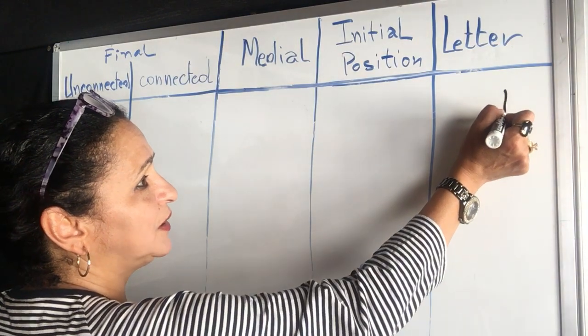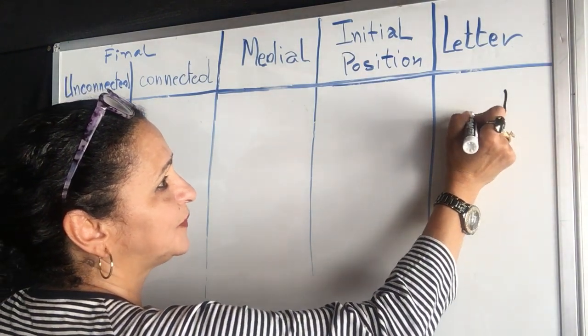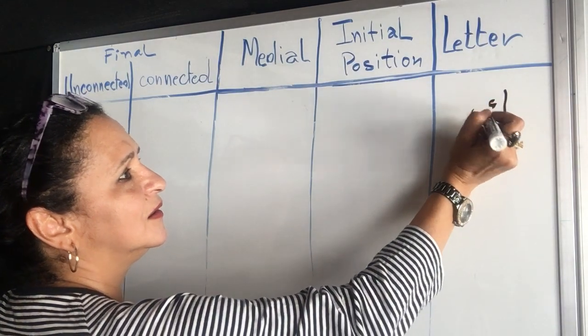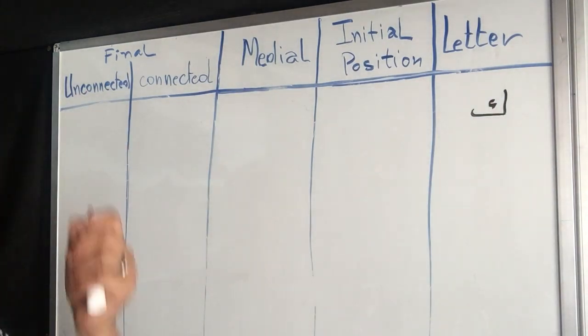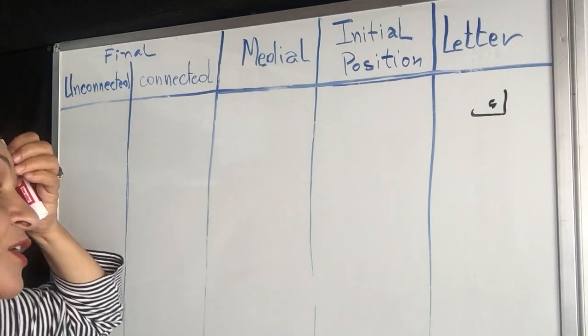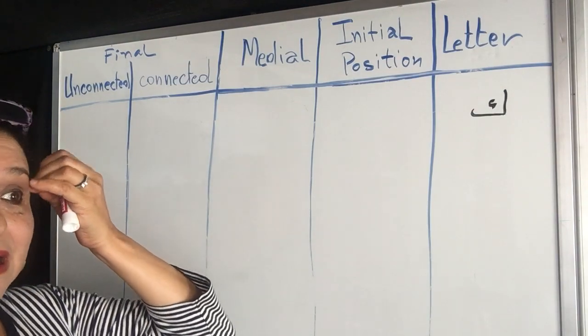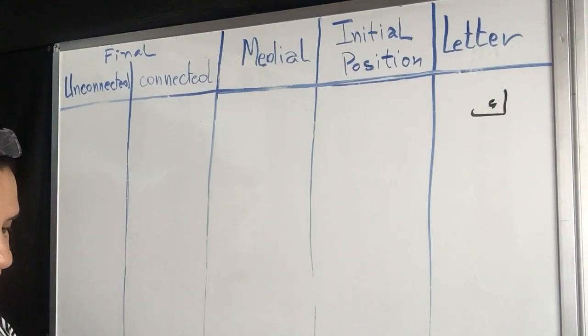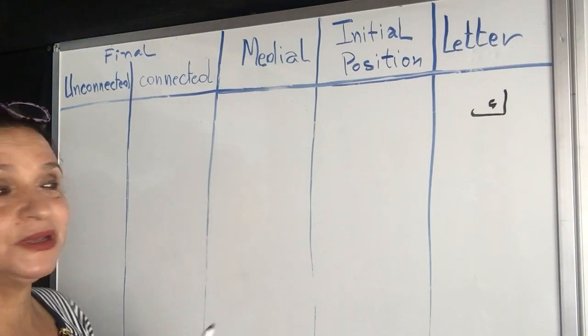So pay attention, because ka is going to change. Isolated by itself, it's like this, and this hamza. So this is ka by itself. To write ka at the beginning, like Kathy, Catherine, Carol.